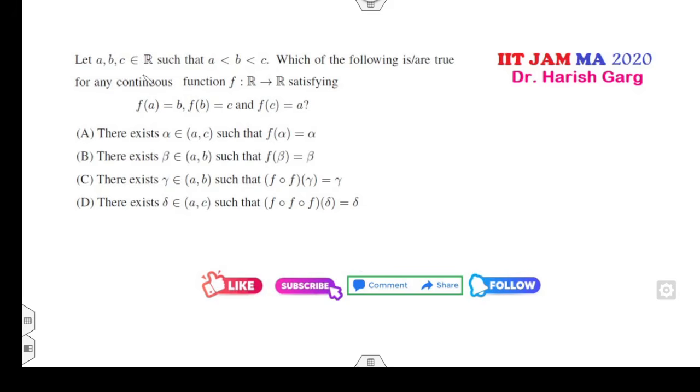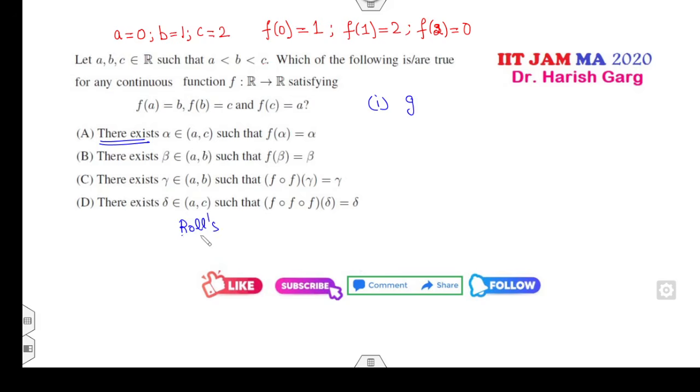Okay, look at this another one. A, B, C are real numbers. I can choose A is 0, B is 1, C is 2, such that f of A is equal to B, f of B is equal to C, f of C is equal to A. Then there exists, they are talking about the existence such that, fine. जब भी आपके पास existence की बात है, that means you are talking about the Rolle's theorem or Lagrange mean value theorem.